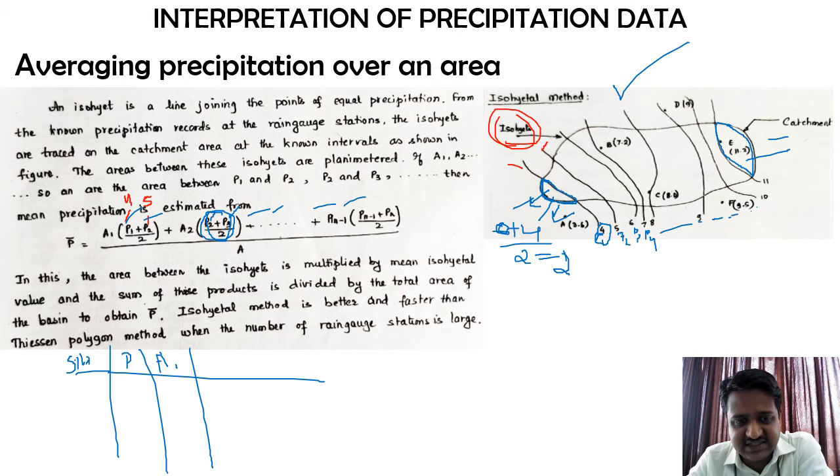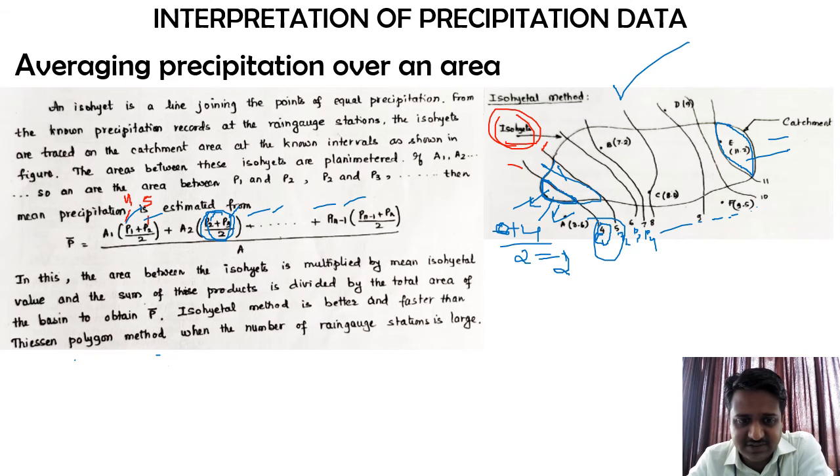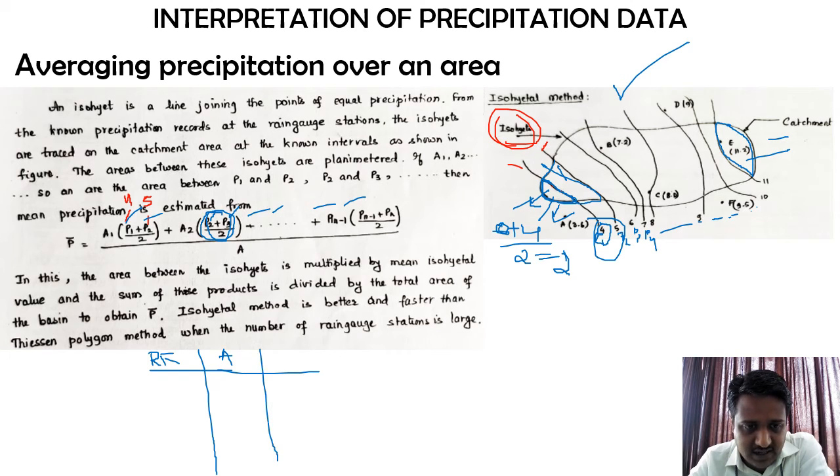Okay, or else directly they might give you the areas enclosed by these isohyets with the rainfall range for these particular isohyets. So in that case, the representation is going to be something similar to this: they might give you the rainfall range, and then the area enclosing these particular rainfall data.